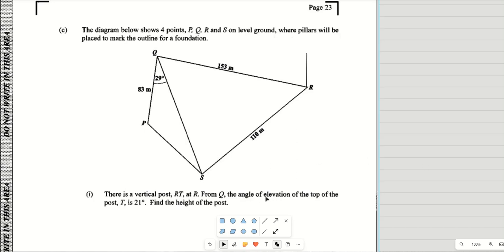From Q, the angle of elevation. So from Q, you're looking to the top of T. So you're going to join Q here. Right, this looks a little bit off, because it didn't exactly tell us how big this was.